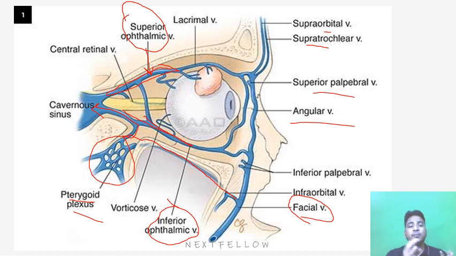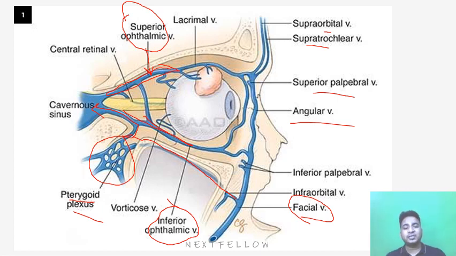So you see by means of this diagram, any infection, any thrombus, any embolus or any sort of trauma at this dangerous area of the face can directly lead the infection or the thrombus into the cavernous sinus. That's why this area is known as cavernous sinus.